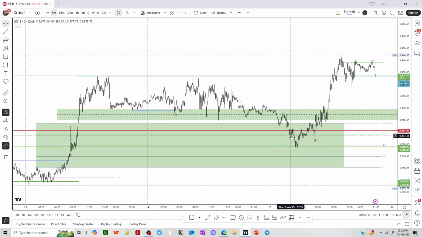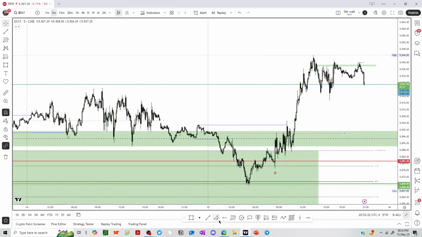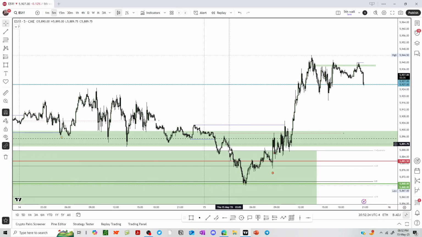All right, so we covered optimal trade entry. We covered market maker buy model. All right, price traded above here. This is a breaker as well.